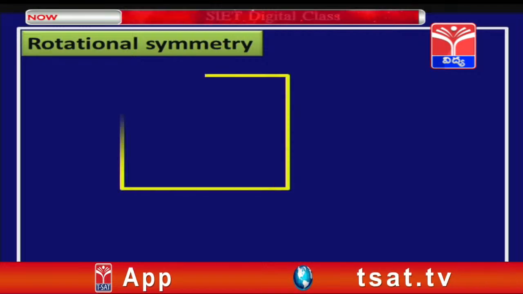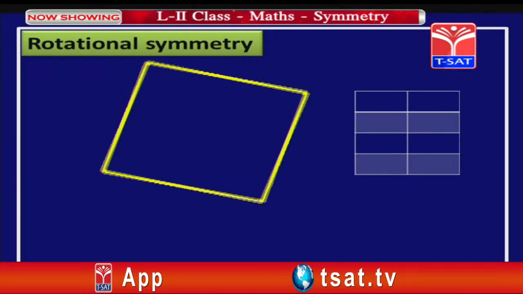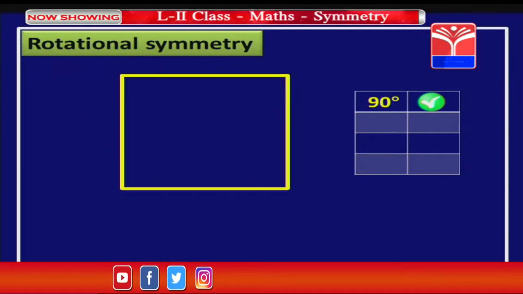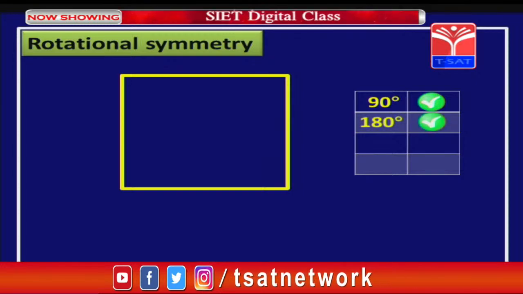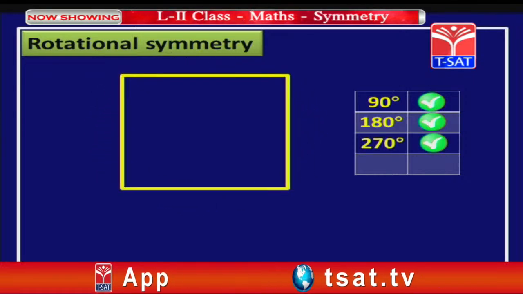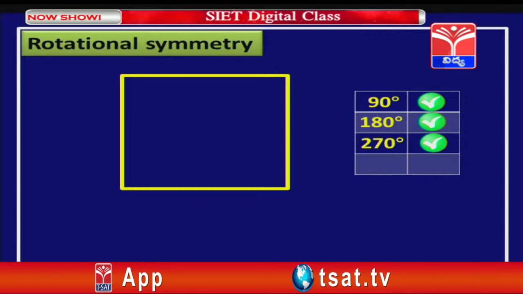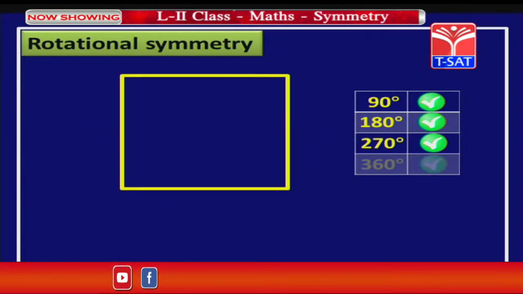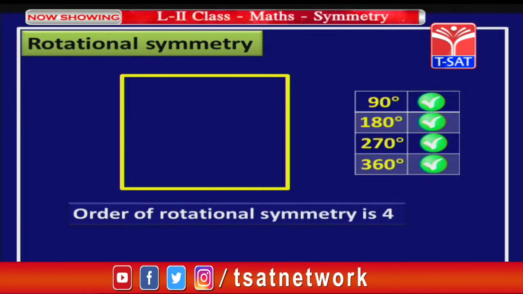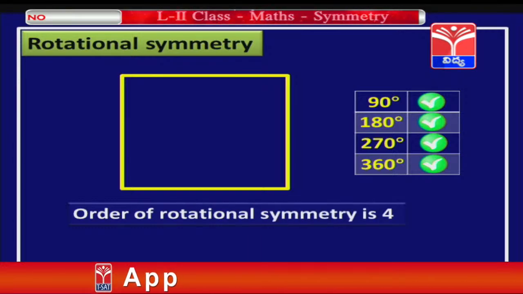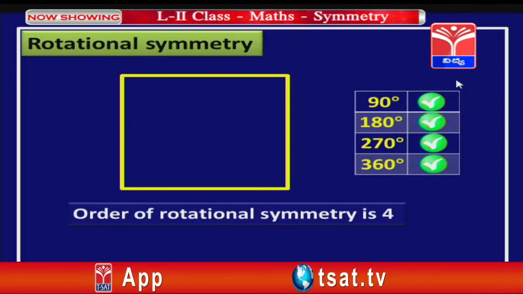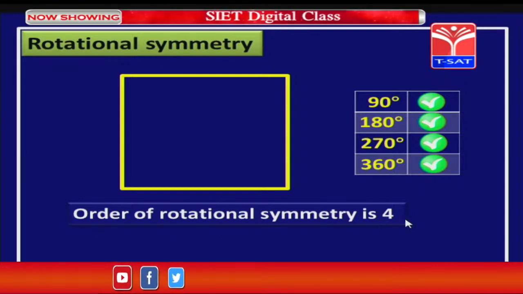Now, let us take a square here and I will rotate it through 90 degrees. What do you notice children? Yes, you got the same square, and again I will rotate through another 90 degrees, that is total 180 degrees. Then also you got the same square. Now, let us rotate a further 90 degrees, that is 270, then also you got the same square. Now, let us complete the rotation, that is 360 degrees, then also you got the same square. Now, children, can you guess what is the order of rotational symmetry? Yes, it is 4. Why? Because when we have rotated 360 degrees, we got it 4 times. That is why the order of rotational symmetry is 4.